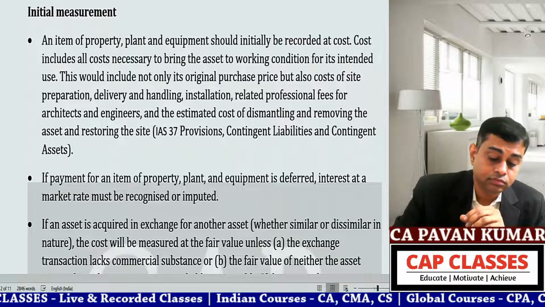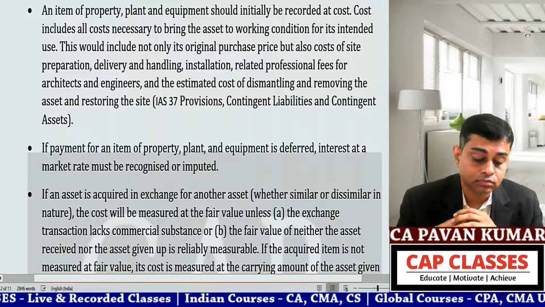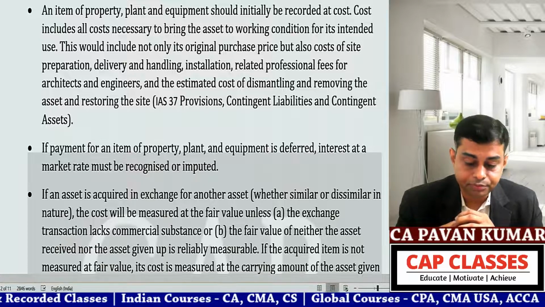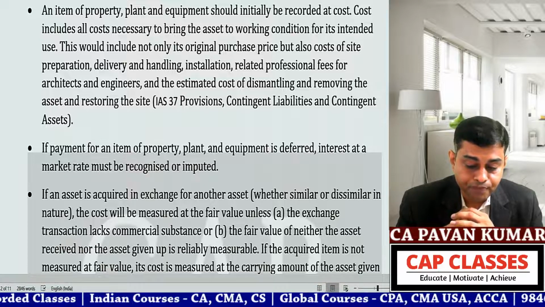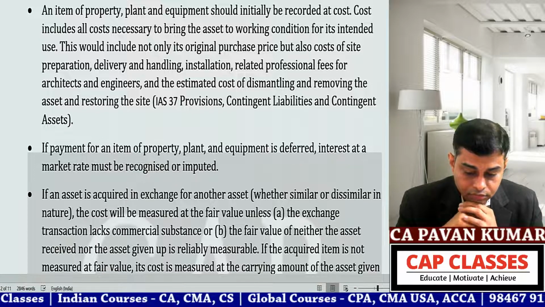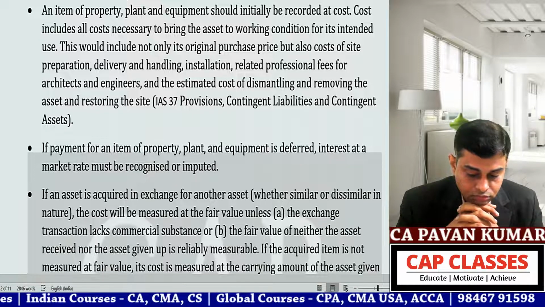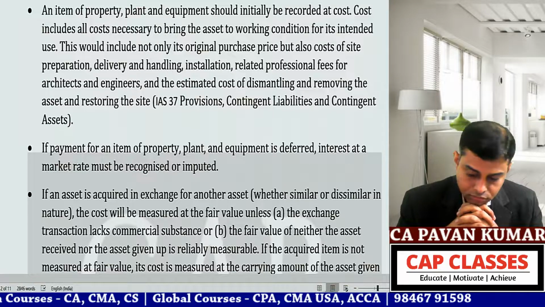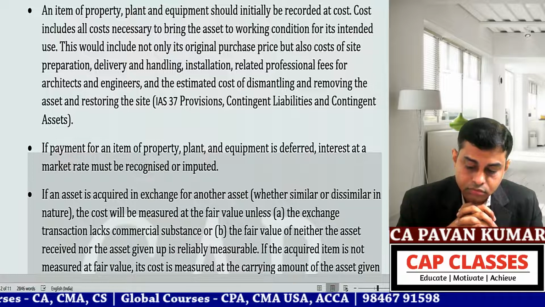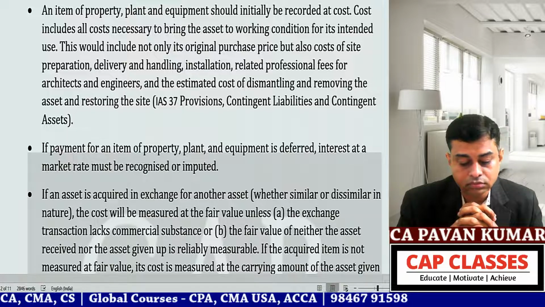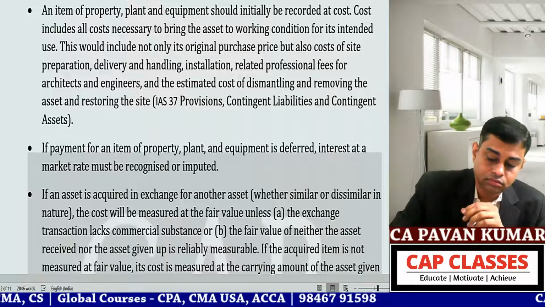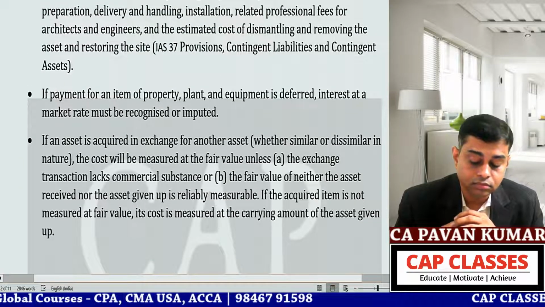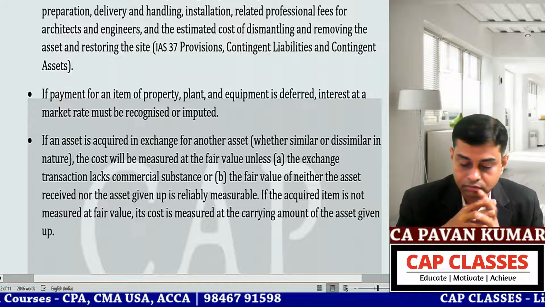If payment for an item of property, plant and equipment is deferred, interest at a market rate must be recognized or imputed. Very good. Next. If an asset is acquired in exchange for another asset, whether similar or dissimilar in nature, the cost will be measured at the fair value unless the exchange transaction lacks commercial substance or the fair value of neither the asset received nor the asset given up is reliably measurable. If the acquired item is not measured at fair value, its cost is measured at the carrying amount of the asset given up. Very good.